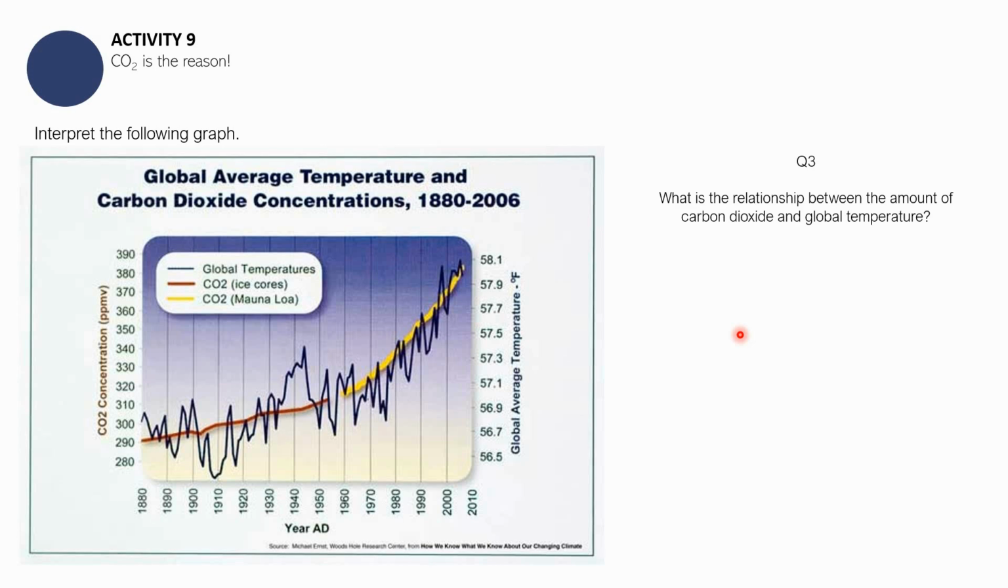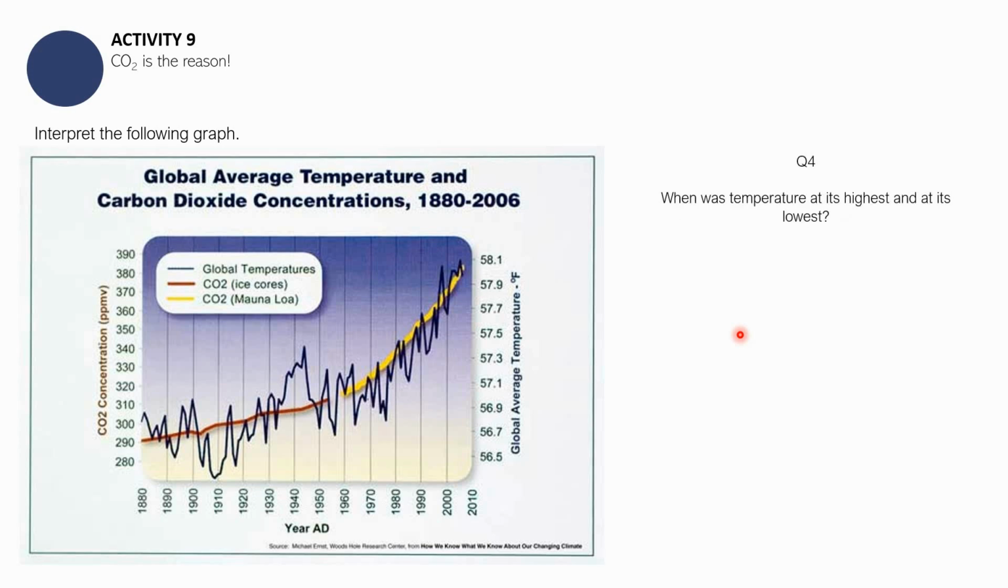So I would like you to formulate your own generalization, to formulate your own conclusion. So based from what you have interpreted from this graph, what do you think is the relationship between the amount of carbon dioxide and global temperature? Pause this video if you need more time. Let us continue with question number 4.